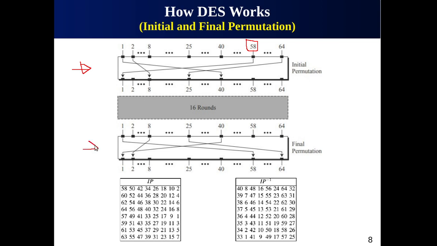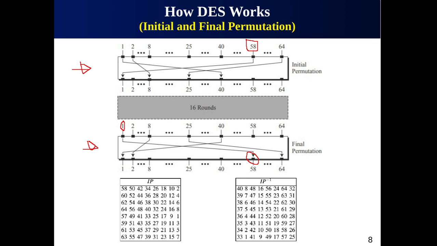Similarly, in the final or inverse permutation, the first bit will become the 58th bit in the output. So you see they are actually inverse of one another. In other words, if the rounds between these two permutations do not exist, then the 58th bit entering the initial permutation is the same as the 58th bit leaving the final permutation. So they're actually inverse.